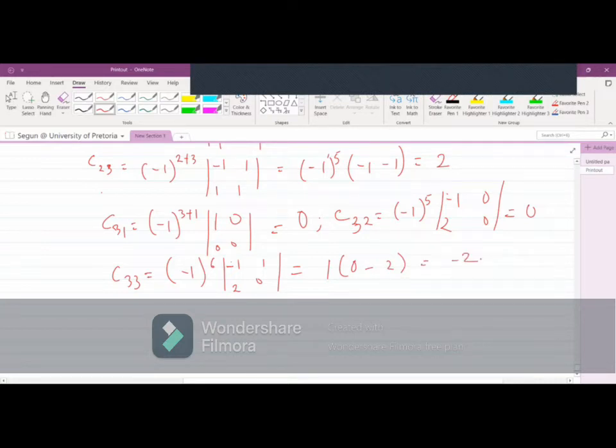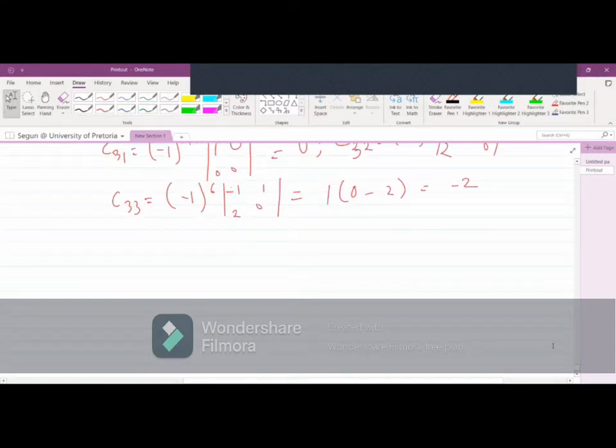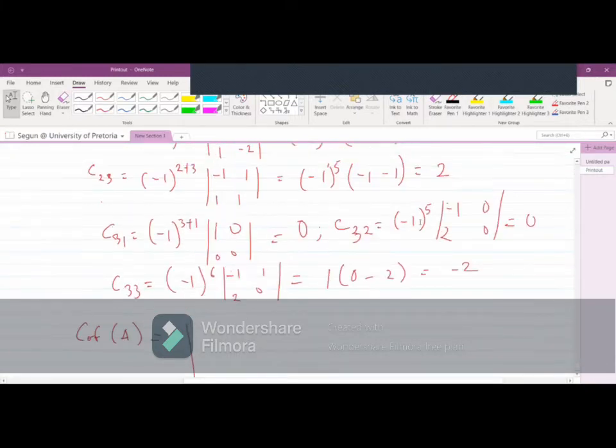So you have already finished the cofactors. Now, how do we write it? Let's write the cofactor of A now. Our cofactor of A will be the answer you get for each of the minor matrices. You now arrange it according to their entry.